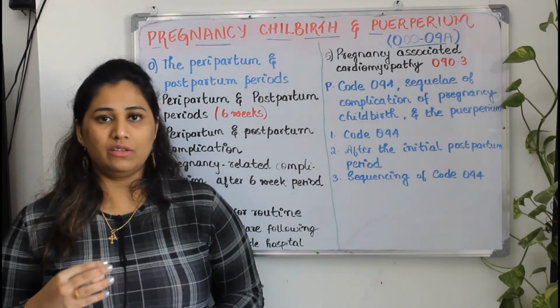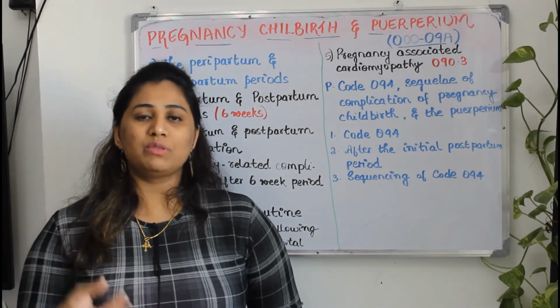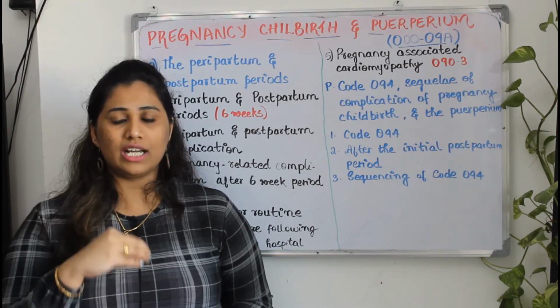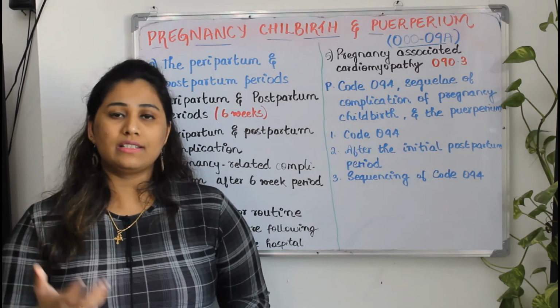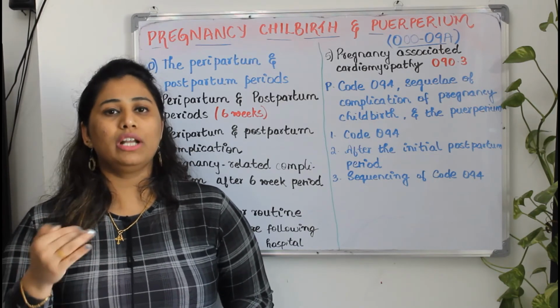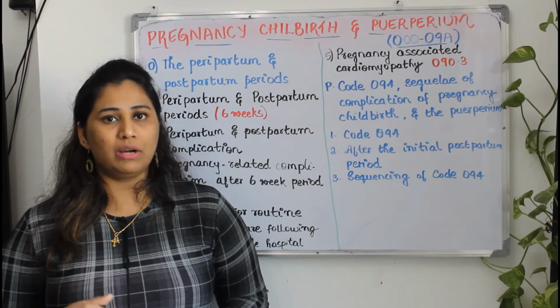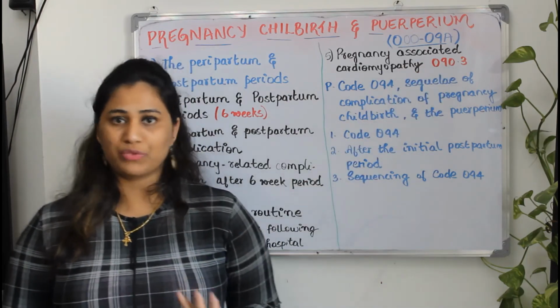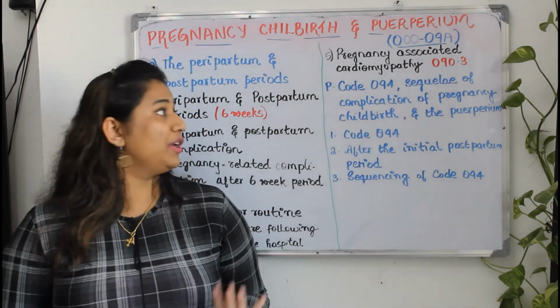Once after the delivery, till the uterus comes back to normal, that means the involution stage, there is a chance of those existing complications. If it is getting resolved, then it is fine. If not, and the patient is coming back with the same complaint, in that case you will be coding with O90.3. Okay, this is nothing but cardiomyopathy complication.